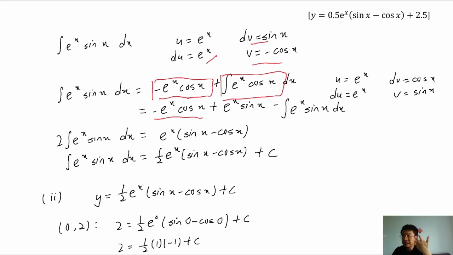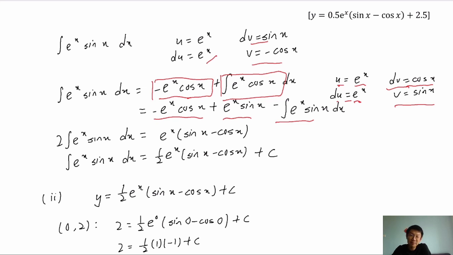If we use by parts in this case, I'm making the e power x a u again, which will result in e power x for our du. And for cos x, we'll make it a dv, and then our v will be sin x. With that, just do another round of by parts. So we have uv minus the integral of v du.